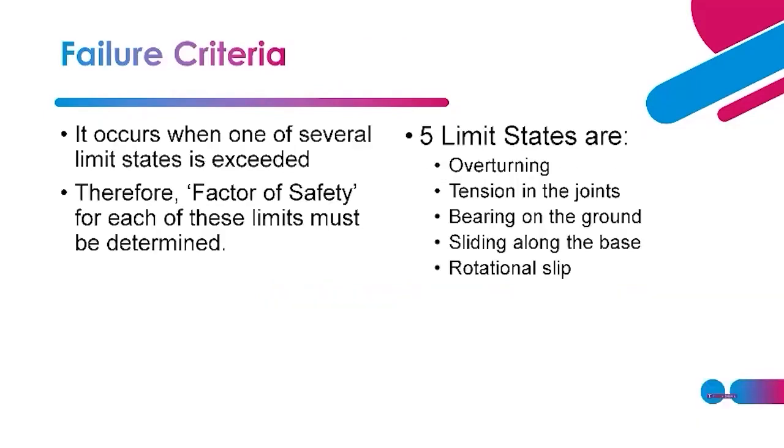We need to know what is the failure criteria of retaining wall. It occurs when one of several limit states is exceeded. Therefore, factor of safety for each of these limits must be determined. Dia ada limit state maksudnya dia ada factor of safety. Let's say the value yang you dapat nanti, because you need to calculate the factor of safety. Berapa factor of safety daripada the calculation of force yang pull you punya retaining wall and force yang stabilizekan you punya retaining wall. There are 5 limit states: overturning, tension in the joints, bearing on the ground, sliding along the base, and rotational slip. So we're going to look at one by one.